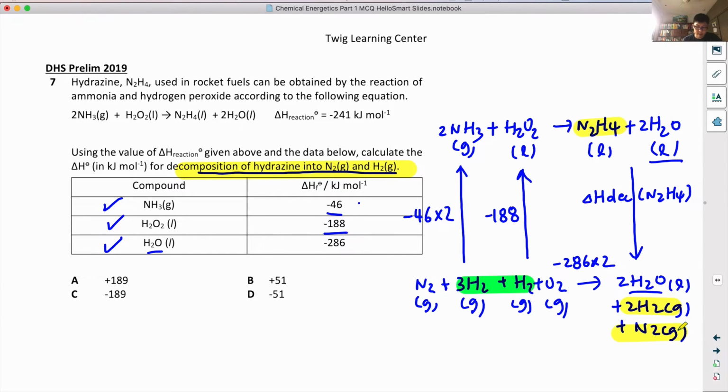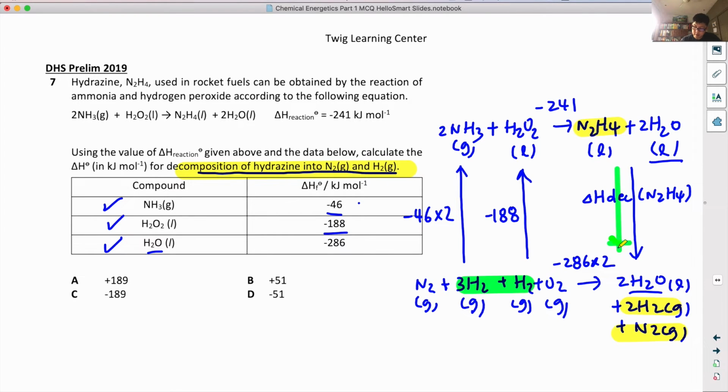So we actually have a cycle, so we can calculate now. This is minus 241. I'll try to do it the direct way. So what's the direct way? From here to here.